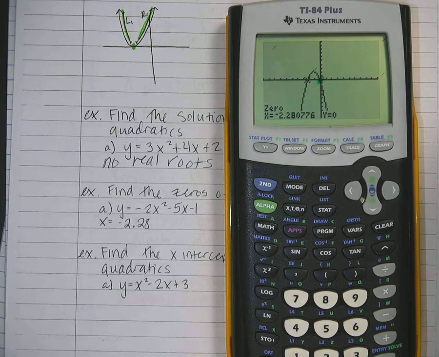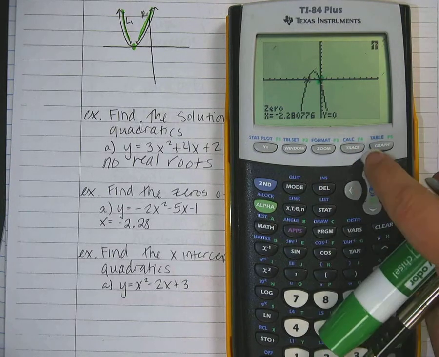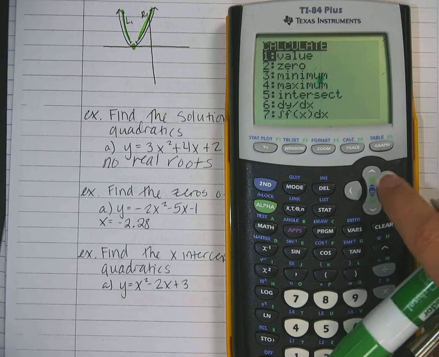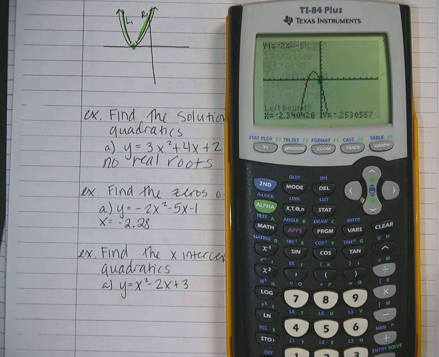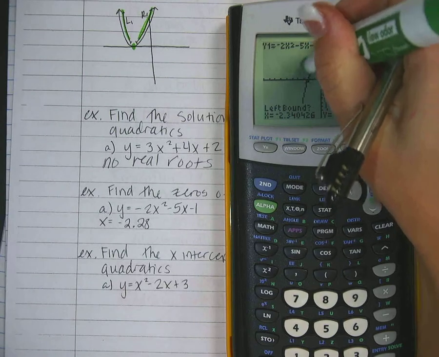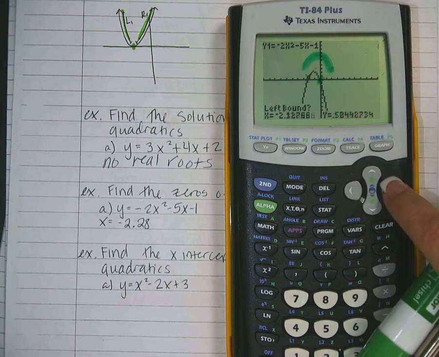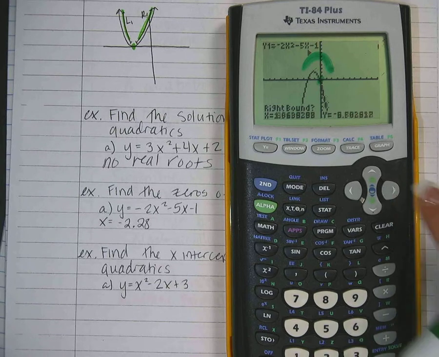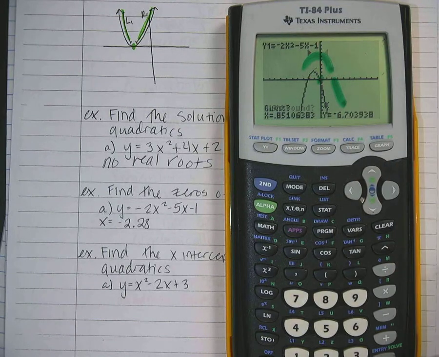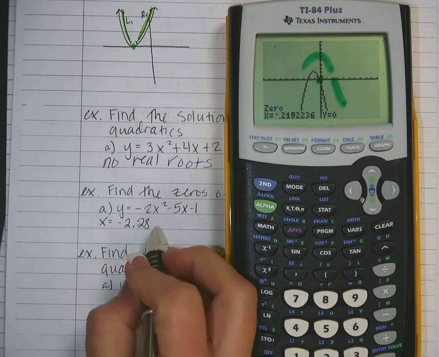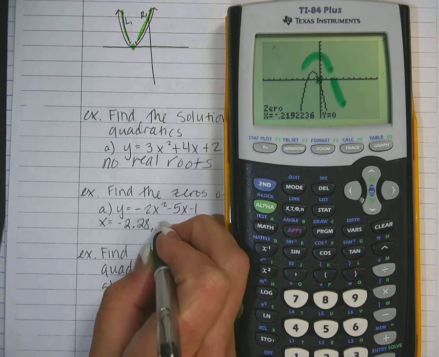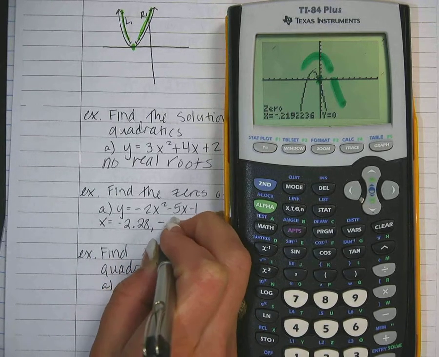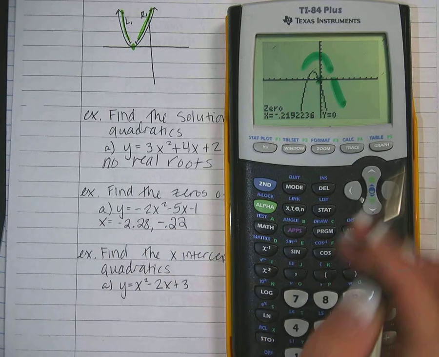Now I'm going to calculate this 0. And press second, trace, which is calculate, down to 0. Left bound will be somewhere over here. Enter. Now I'll go to right bound, somewhere over here. Enter one more time. Negative 0.22, because I rounded the 9 up.